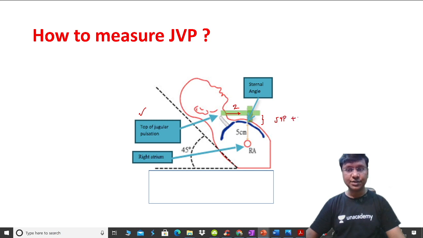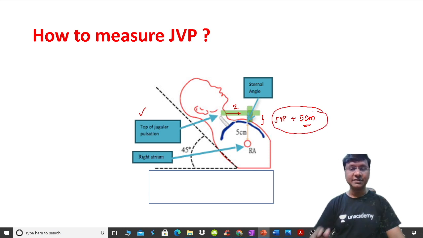But to this, you have to add 5 centimeters. Why? Because the position of the right atrium is 5 centimeters below your sternal angle. So this will be your measured JVP. This is a very important examination point that will be asked in your practicals.